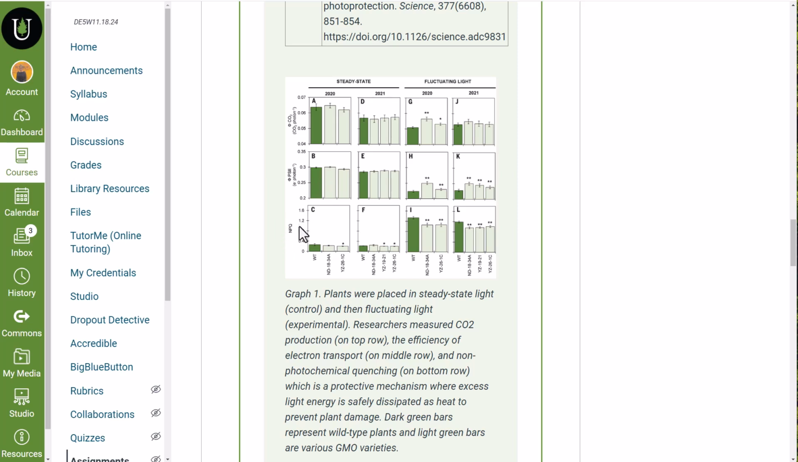Down here, we're looking at sort of the net efficiency, which is really looking at the difference between the top 2. We're looking at data from 2 different years. You're going to look at those data, and you're going to interpret them for your friend who is a farmer and decide whether or not you think that a GMO might be useful.